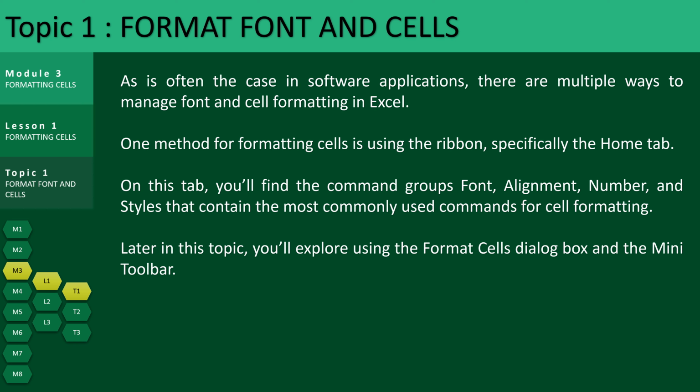Topic 1. Format font and cells. As is often the case in software applications, there are multiple ways to manage font and cell formatting in Excel. One method for formatting cells is using the ribbon, specifically the Home tab. On this tab, you'll find the command groups Font, Alignment, Number, and Styles that contain the most commonly used commands for cell formatting. Later in this topic, you'll explore using the Format Cells dialog box and the mini toolbar.